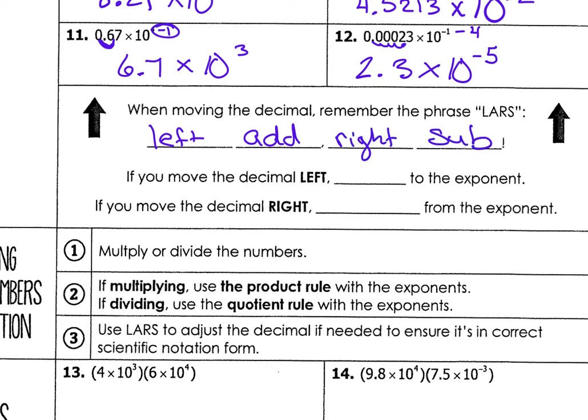I just do, if it gets bigger, the other one has to get smaller. If you move decimals left, you're going to add to the exponent. If you move right, you're going to subtract. So that's another way of thinking of it.